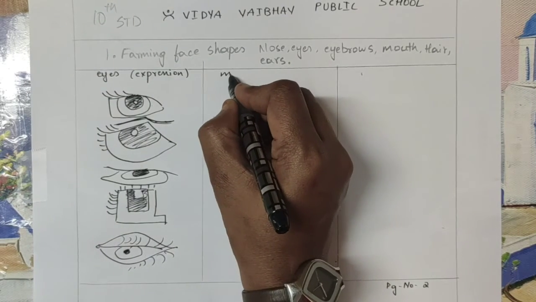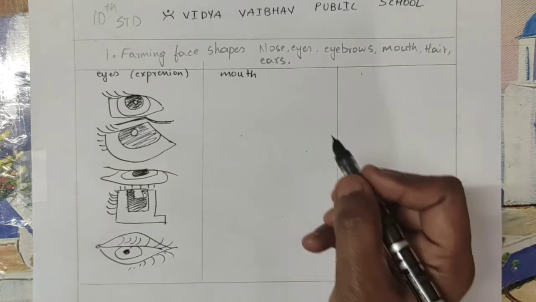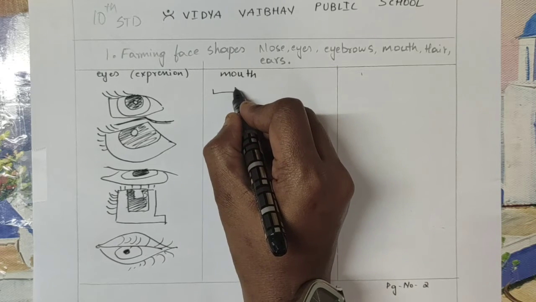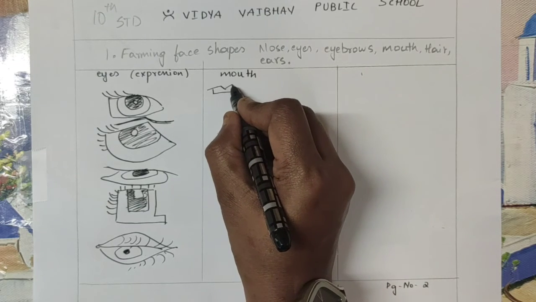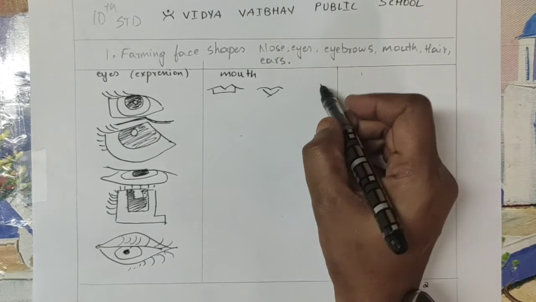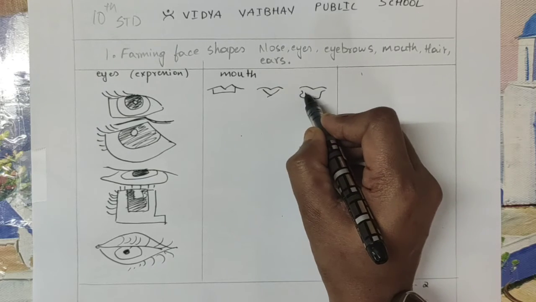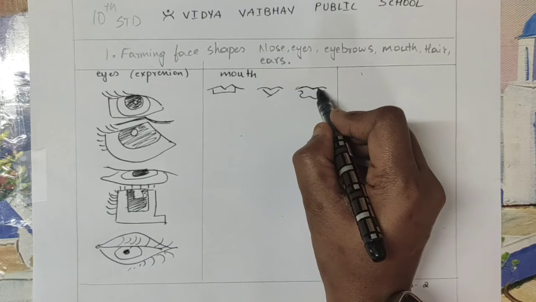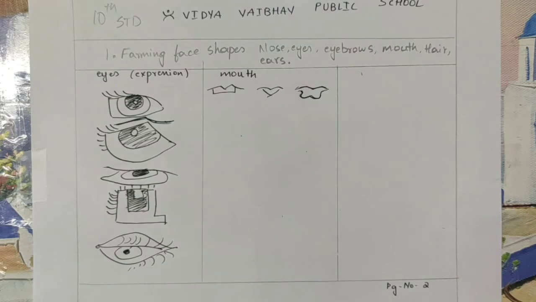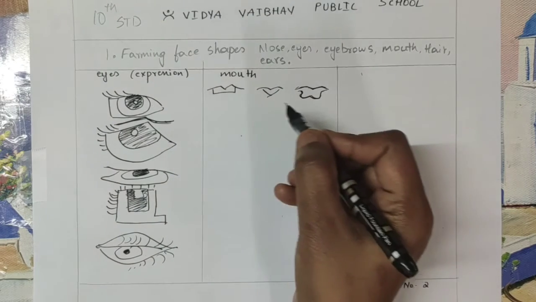The next we'll go for the mouth. See, the mouth will always work in three methods. One is in this way, another one is in this way, and the other one will explode like this, expand like this. Okay, these are the three ways of mouth we can try with the shapes.